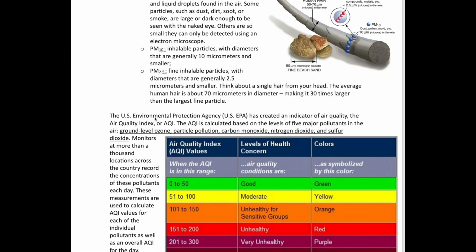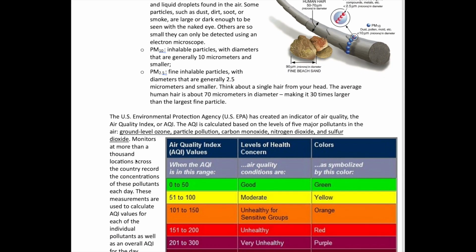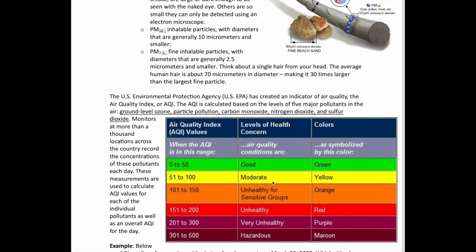The EPA, or the Environmental Protection Agency in the United States, created something called an air quality index, or AQI, which is a measure of how much of these air contaminants or air pollutants are present in the air around you. And you can actually search this. If you go to the EPA website and search for AQI, you'll find a table that tells you if your AQI for that particular day is good, moderate, unhealthy for certain groups like people with asthma and so on, unhealthy in general, or very unhealthy or hazardous.